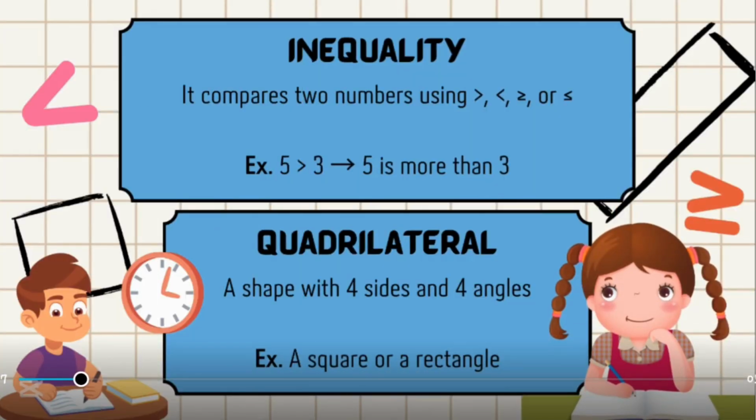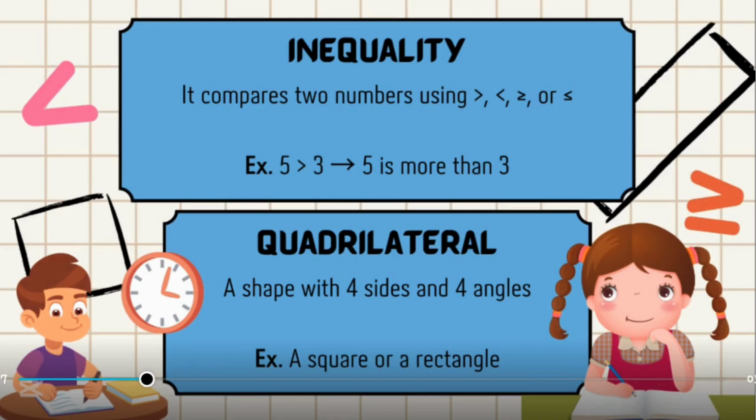Okay, first up is inequality. This word shows up when we compare numbers. We use signs like greater than, less than, greater than or equal to, and less than or equal to. For example, if I say 5 and use the greater than sign and 3, that means 5 is greater than 3. Simple, right?